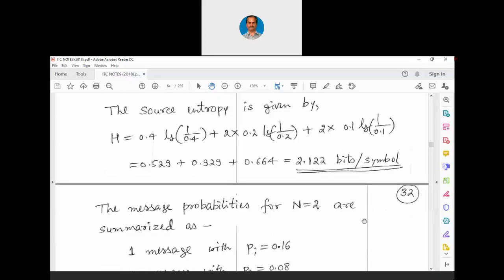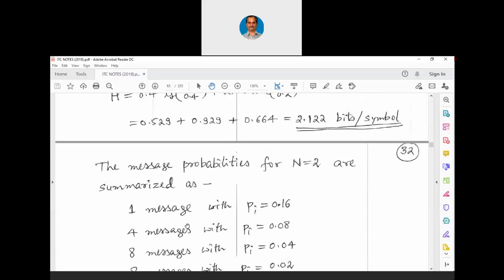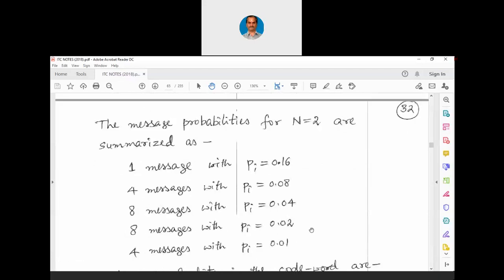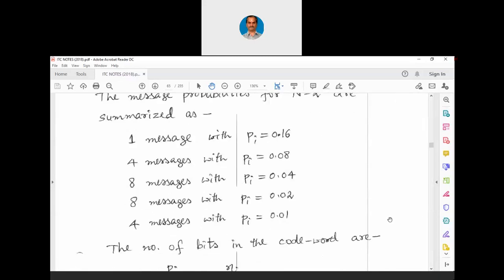Now the message probabilities for n equals 2 are summarized this way. There is one message with Pi equals 0.16, that is AA. And there are 4 messages with Pi equals 0.08. There are 8 messages with Pi equals 0.04, 8 messages with Pi equals 0.02 and 4 messages with Pi equals 0.01. This is with respect to the tree diagram which I have shown.